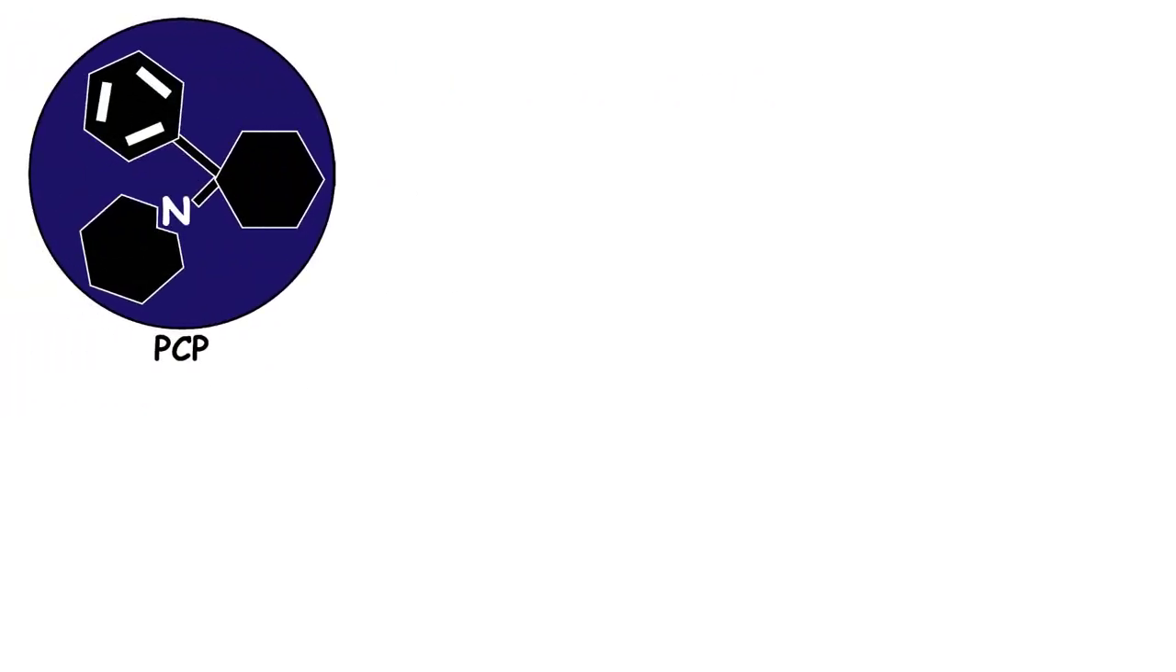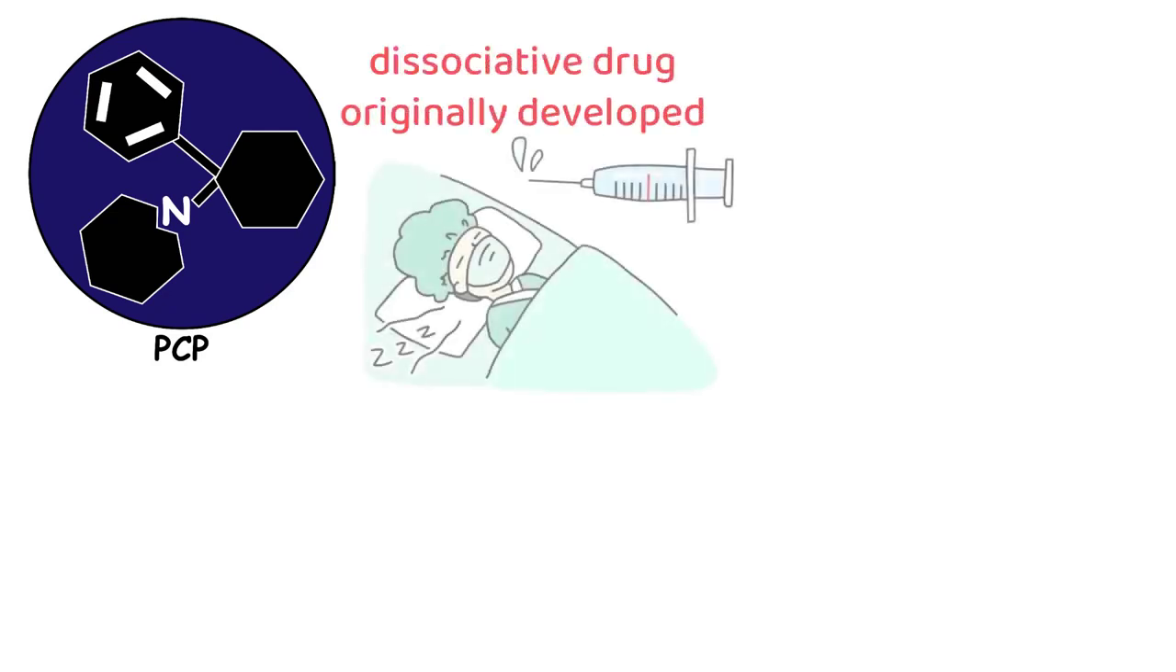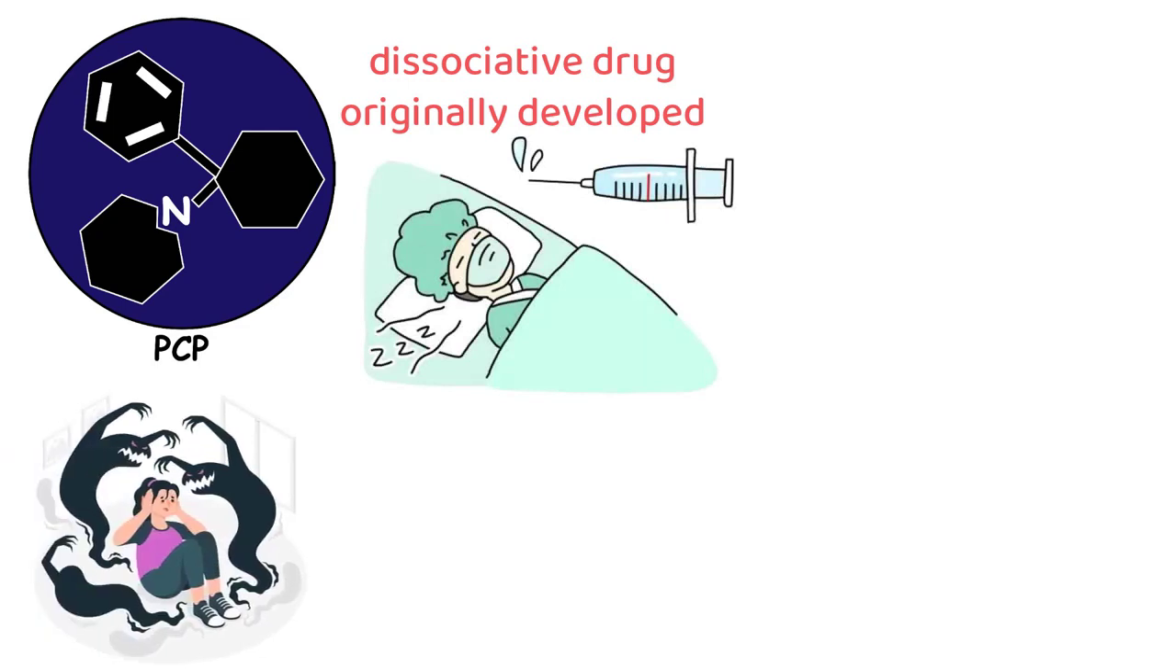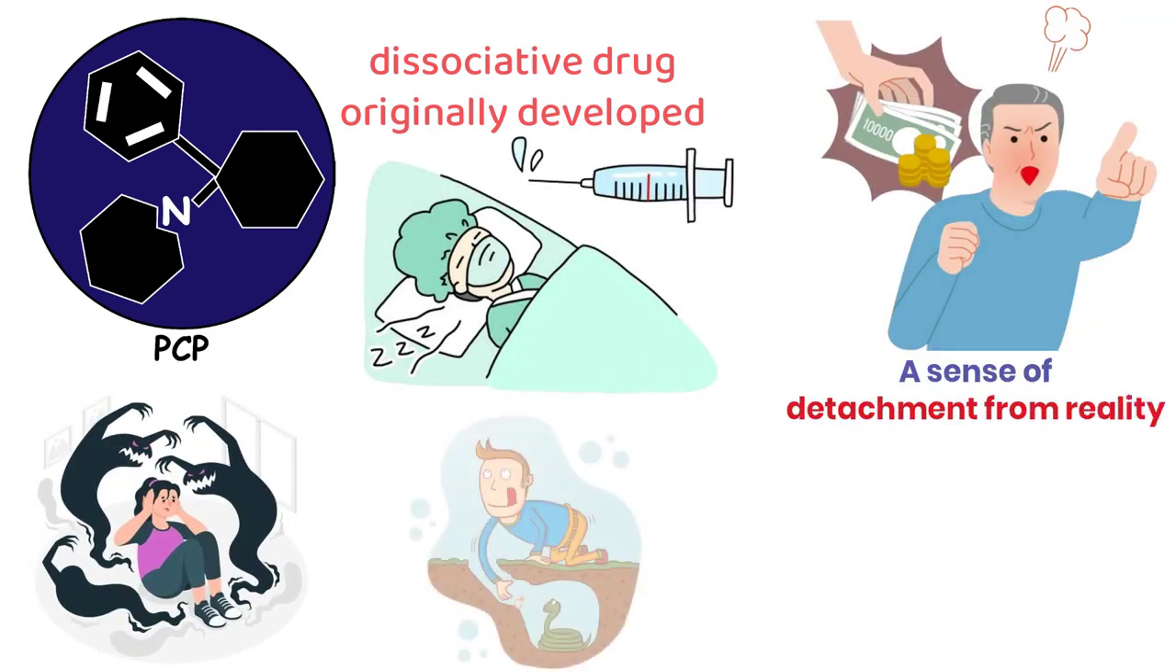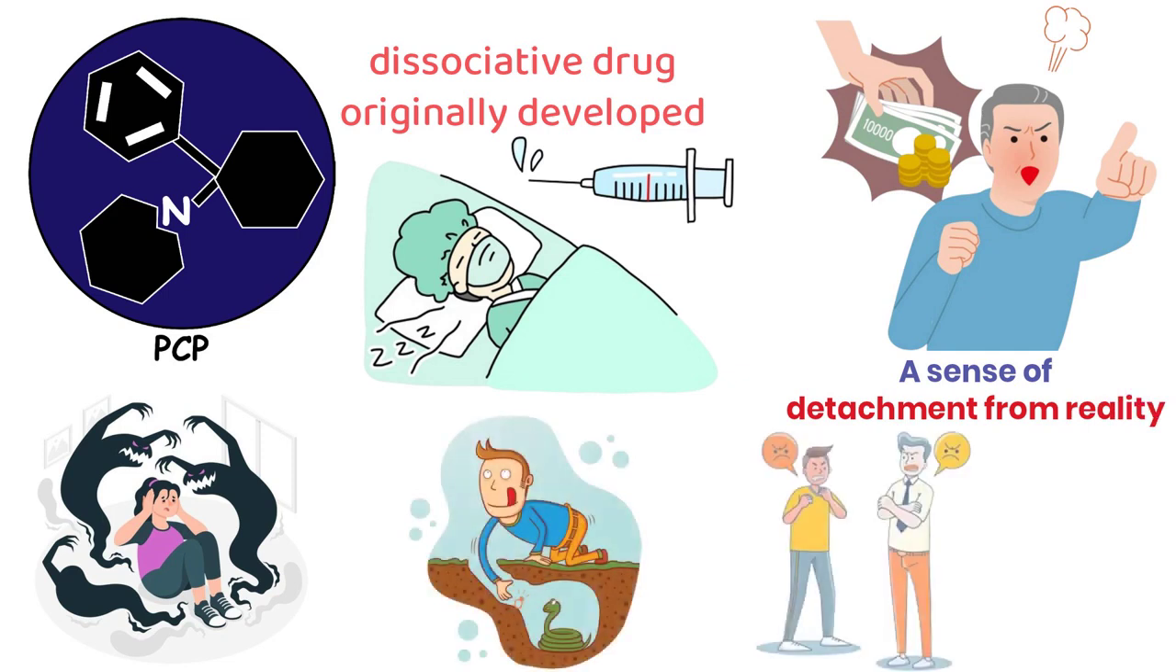PCP, phencyclidine. PCP is a dissociative drug originally developed as an anesthetic. It can induce hallucinations, delusions, and a sense of detachment from reality, often leading to unpredictable and sometimes violent behavior.